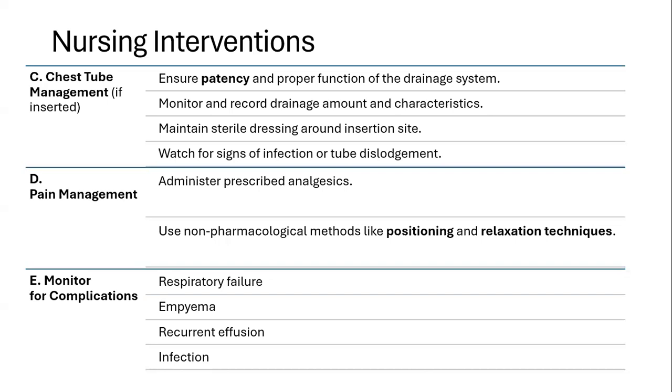The last intervention is monitoring for complication because pleural effusion is really a dangerous and progressive sign of disease, then it may escalate to complications such as respiratory failure, empyema, recurrent effusion, infection. That's why we need to understand the clinical manifestations of its complications. So if the patient has the tendency to have one of the complications, then the nurse is already aware of the signs and symptoms that may happen.